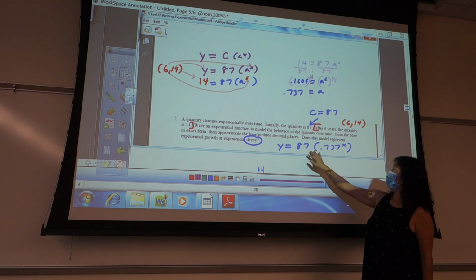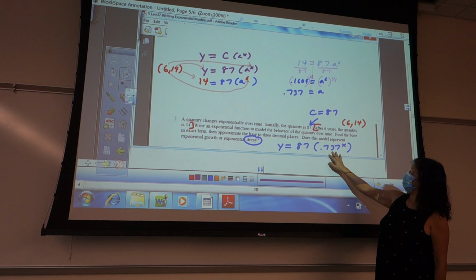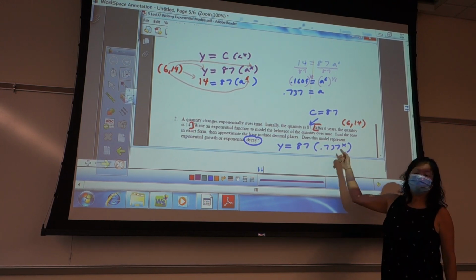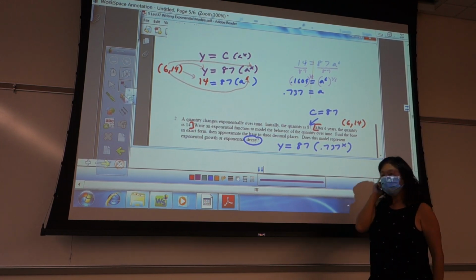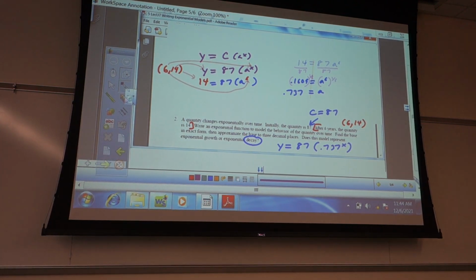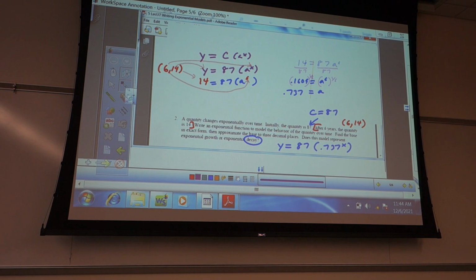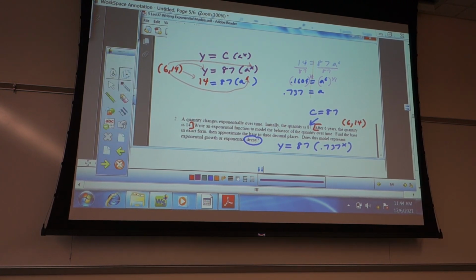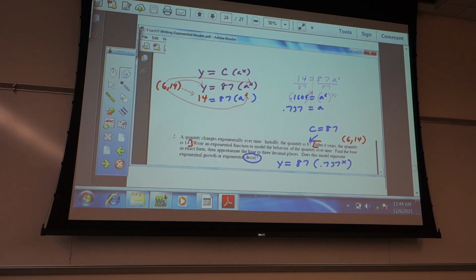So then now you have your whole part. C is 87, a is 0.737. That's your model. So this was the harder example. I wanted to review with folks so that you remembered that, because it's important to refresh our memories on all this. Yeah, that one was a little bit tougher.